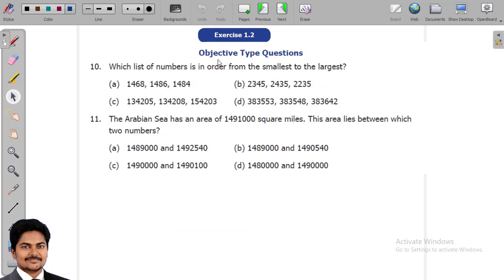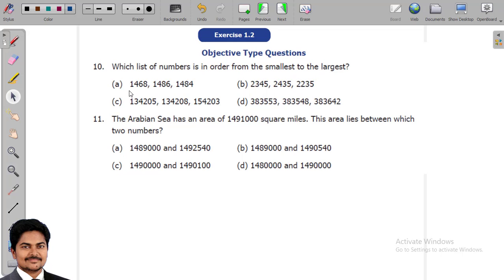Objective type questions. 10th one. Which list of numbers is in order from the smallest to the largest? We have to find out whether the given set of numbers are in ascending order or not. Check the first set. 1468, 1486, 1484. Here the smaller number 1484 comes after the bigger number 1486. So set not in ascending order.